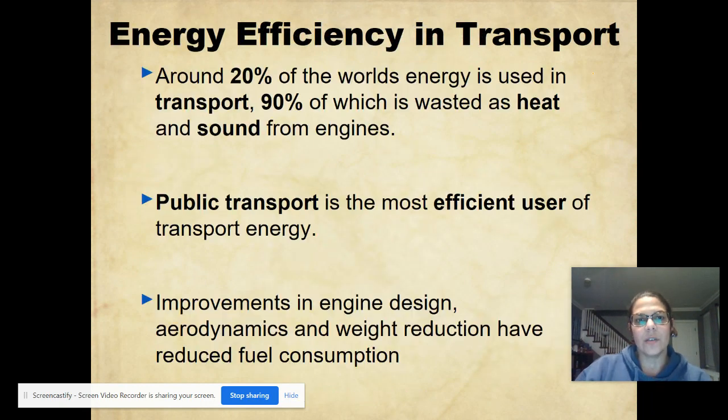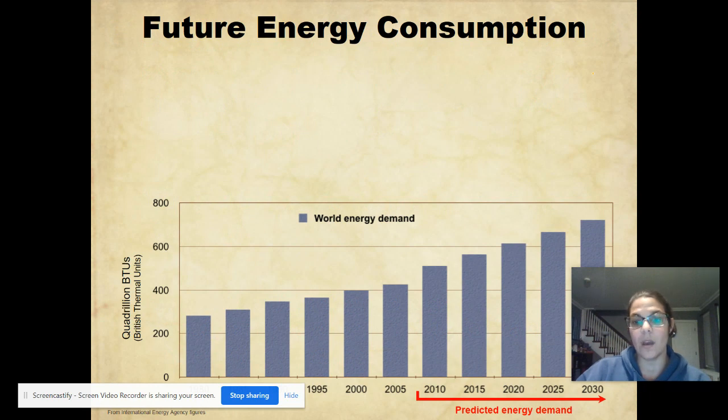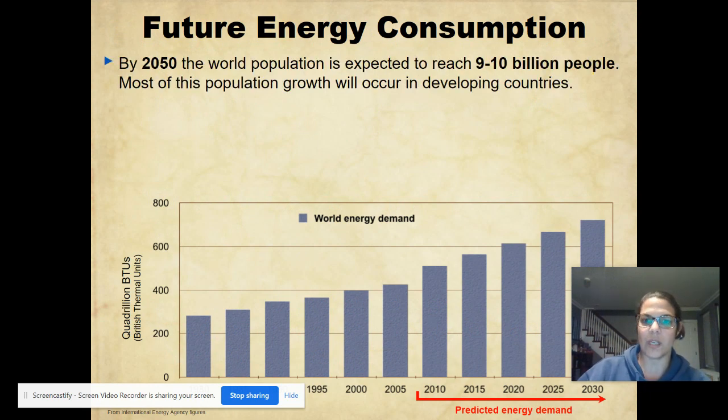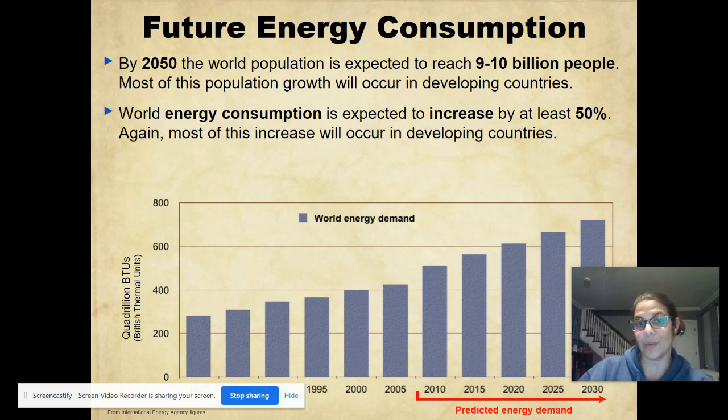Okay. So public transport is the most efficient user of transport energy. A bus is more polluting than your car, but you have 40 people on a bus. If we improve our engine design, aerodynamics, and weight reduction, then that's going to reduce our fuel consumption as well. Okay. Our energy consumption is going up. It's going to continue going up. So what we need to do is make sure that our demand is going down.